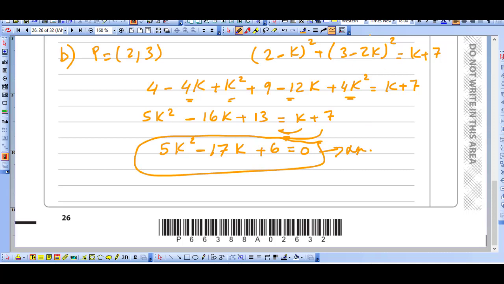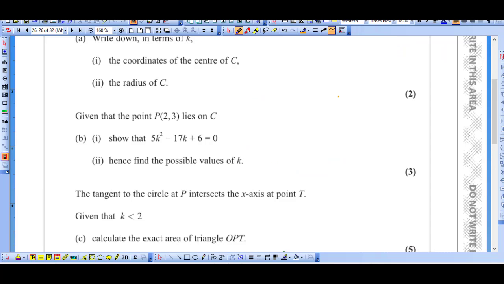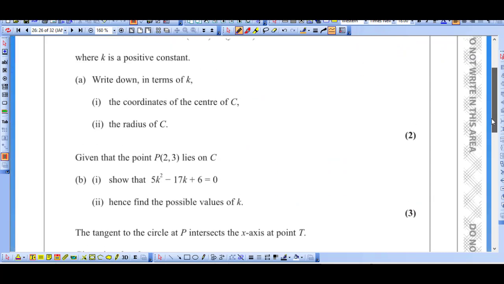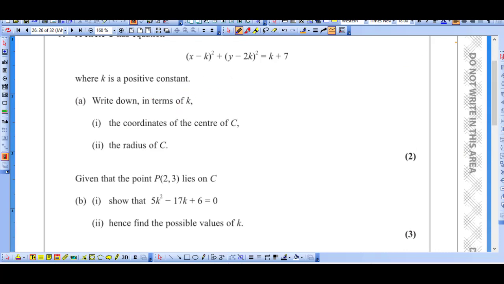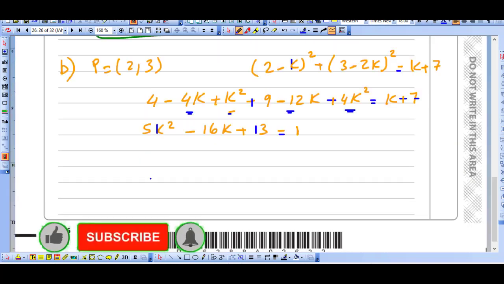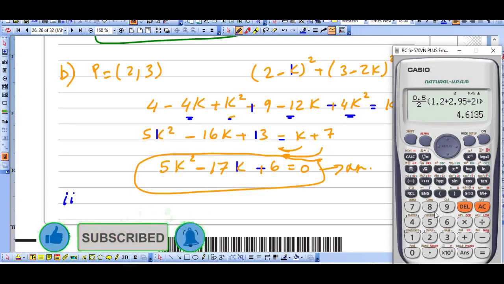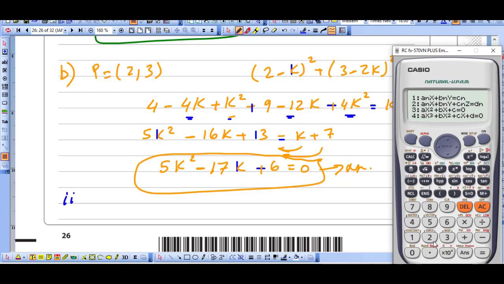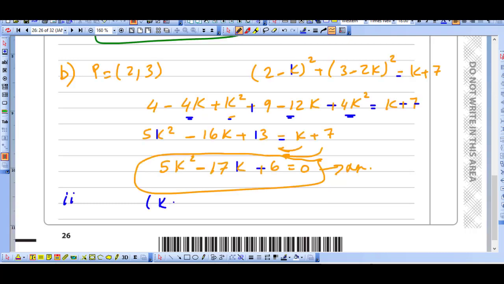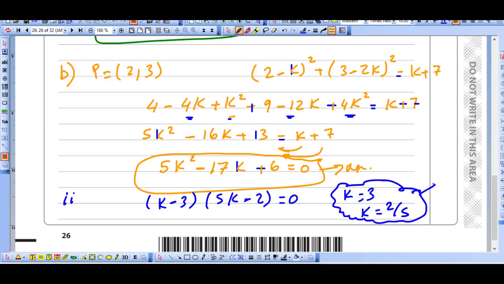Okay. Let us go ahead. Hence, find the possible value of k. Remember, he said that k is a positive constant. Okay. So let us go ahead. This is part two. This is the equation. Let us bring our calculator. So menu 5, then 3, we have 5 equal, minus 17 equal, and then 6. (k minus 3)(5k minus 2) are equal to 0. So k is equal to 3, and k is equal to 2 over 5. And this is the answer of the question.